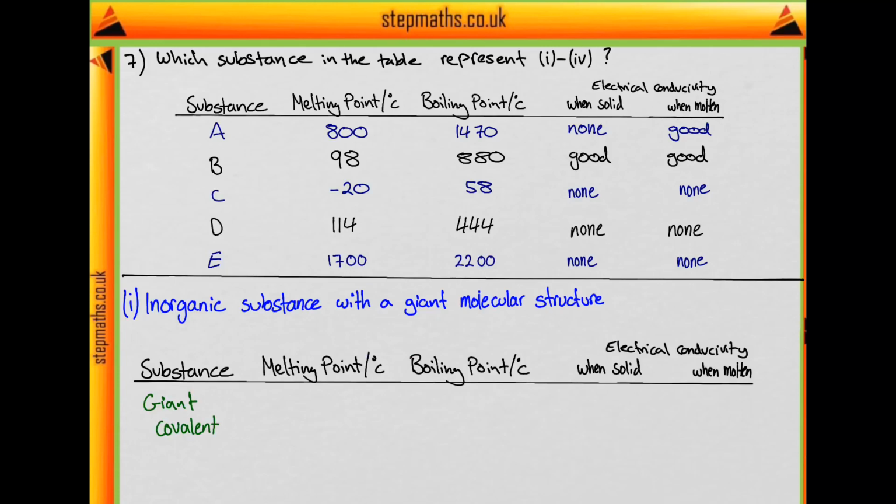An example of an inorganic substance that has a giant molecular structure would be silica. And we know that the melting point of silica is pretty high, and its boiling point is also pretty high, and that it doesn't conduct electricity at all, whether it's solid or molten. So comparing this to substances A to E, you can see that the substance that best matches our properties would be E.